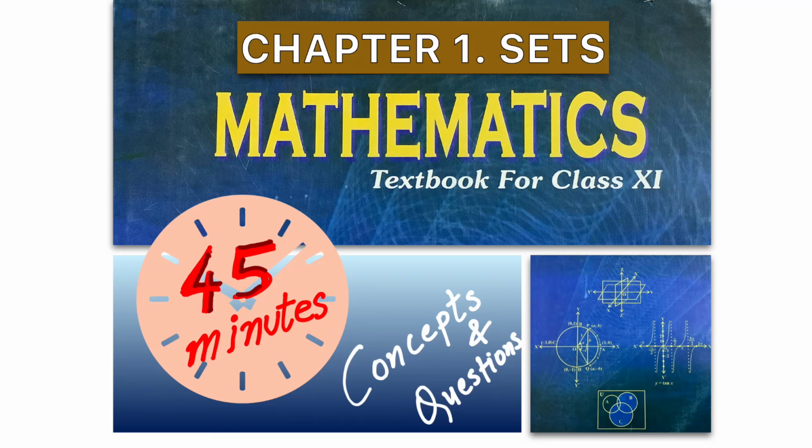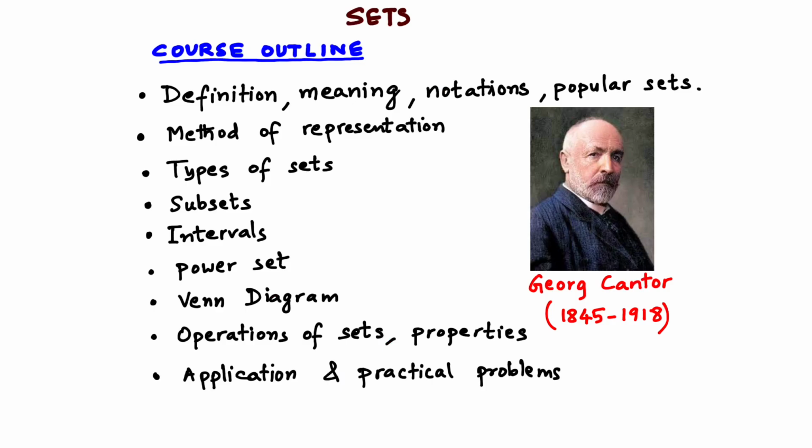Now let me give you an overview of what all things we are going to cover. So our course outline of sets, or set theory, is: first we will define a set, and then we will talk about the meaning of the set. We will learn some notations, and then we will also understand some popular sets. And then we have to focus on how to represent sets. So there is a method of representation of sets that we will talk about, and then we will check the types of sets.